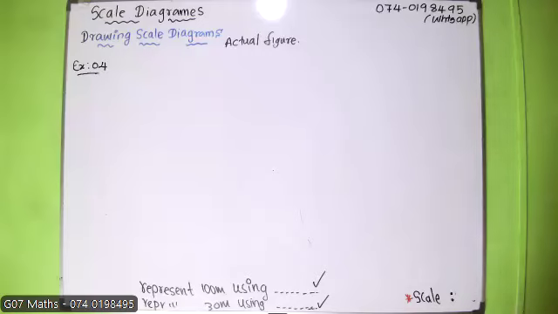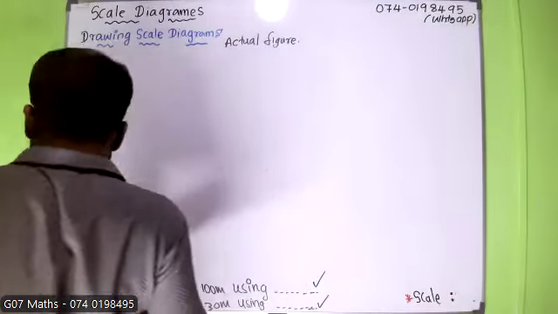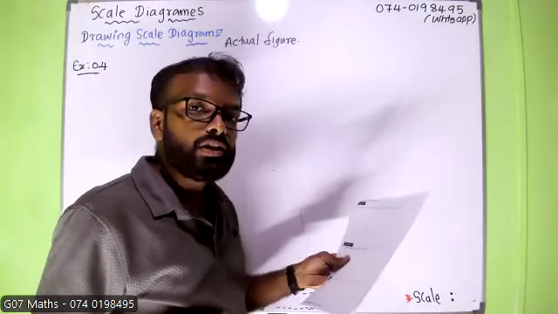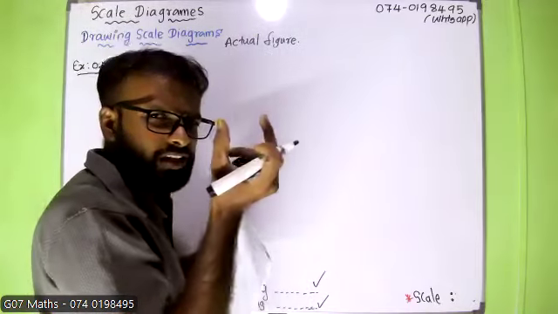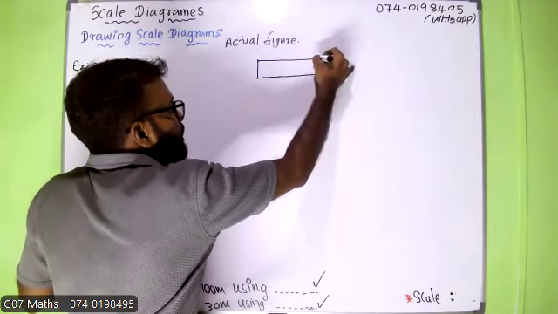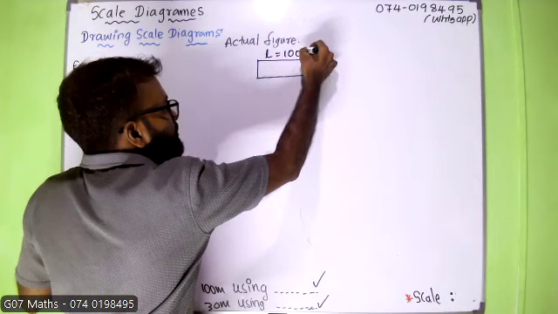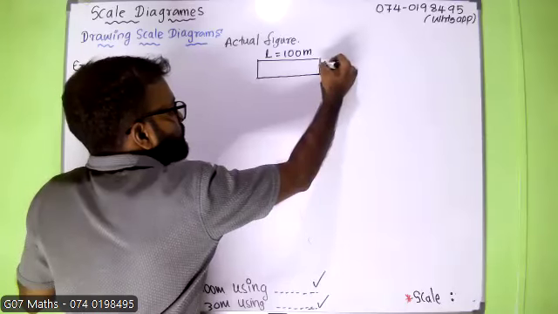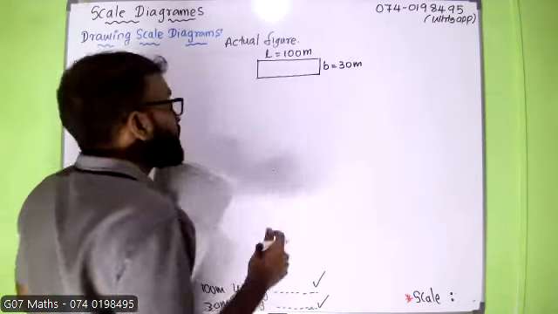Right, look at the board. So the example number 4. The length of a pool is 100 meters and the width is 30 meters. So I will do the actual figure roughly, very small. So this is my pool. Length is 100 meters. Breadth is 30 meters.